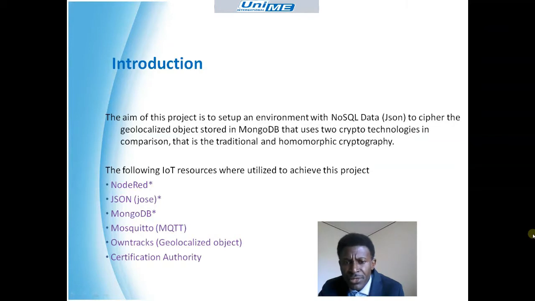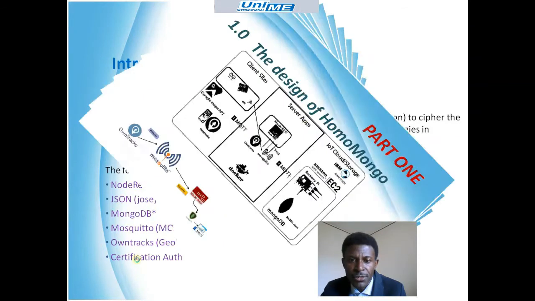The following IoT resources were utilized to achieve this project. The ones marked with an asterisk are Composery, Node-RED, JSON, MongoDB. The remainder the researcher can use or add at their own discretion to complete this project. I use Mosquitto, telemetry, MQTT, Owntracks to cipher the geolocalized object position, and a certificate authority.